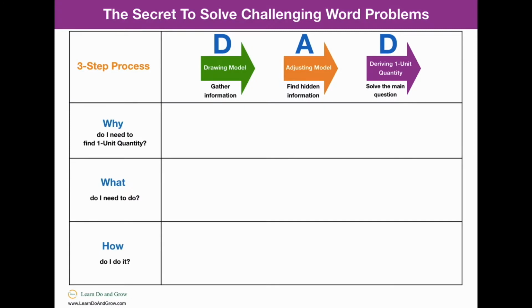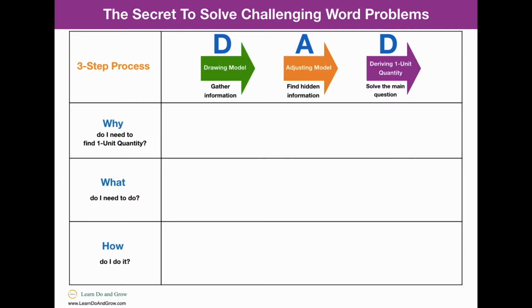In order to help students remember how to use STAR to solve any challenging word problem, we can ask the student these three questions. One, why do I need to find one unit quantity? And what do I need to do? And how do I do it? From these three questions, you can solve any question. Solving any challenging word problem becomes so logical.